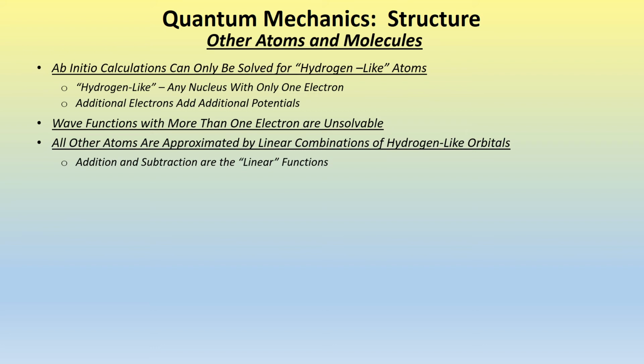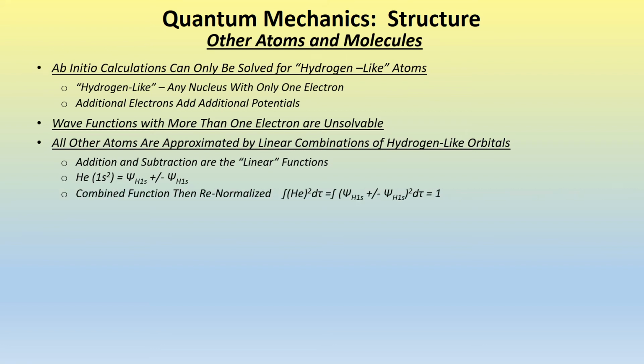Therefore, the helium atom, 1s2, will be approximated by the wave function of a hydrogen 1s plus or minus the wave function of a second hydrogen 1s. The combined functions are then renormalized, meaning they are set equal to 1, so the square of h1s plus or minus h1s squared d tau would be set equal to 1 to receive a new normalization constant.